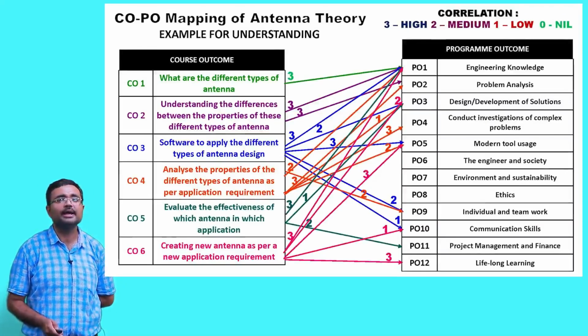If you look into it, I have completed it here, and when I complete it over here, check out PO6, PO7, PO8: engineer and society program outcome not covered by antenna theory, environment and sustainability not covered by antenna theory, ethics not covered by antenna theory, which means that the antenna theory is not able to cover all POs, it is not possible, for that other courses are there. But all COs are mapped to some PO or the other, otherwise there is no point of having that CO.